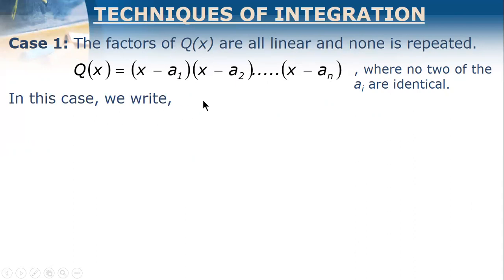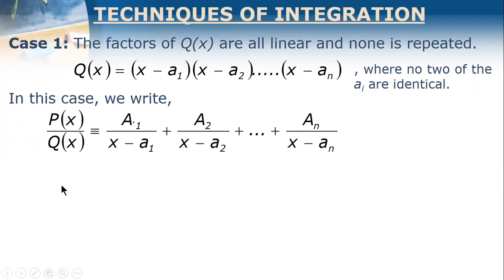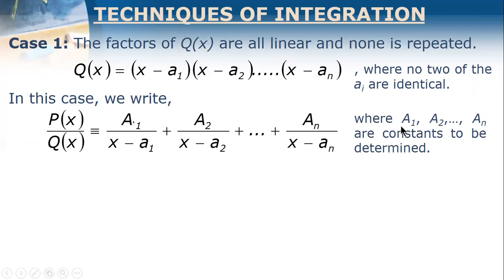So, in this case, this is our technique. For linear factors, the right side is equal to a sub 1 over x minus a1 plus a sub 2 over x minus a2, and so on. You can use a sub 1, a sub 2 until a sub n, or you can also use the letters in the alphabet like A, B, C, up to the last linear factor, where a sub 1, a sub 2, a sub n are constants to be determined. This one, the triple-bar sign, means identically equal for all values of x.